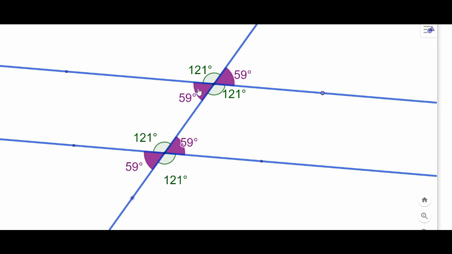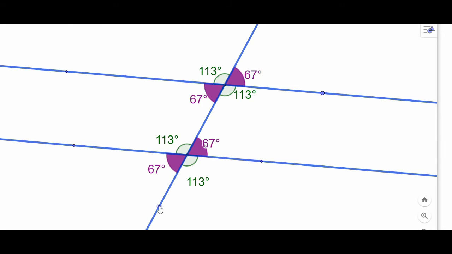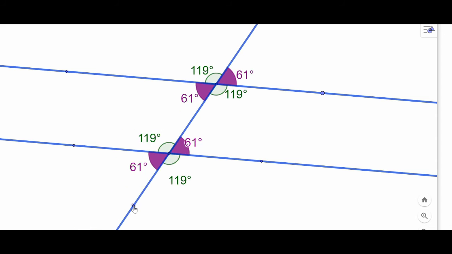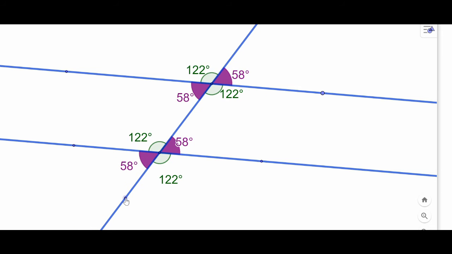We have all the acute angles equal to each other, and all the obtuse angles equal to each other. And in fact, the value of those acute angles plus the value of the obtuse angles adds up to 180. So they are supplementary. Now, this property only holds true while the lines being crossed are parallel.